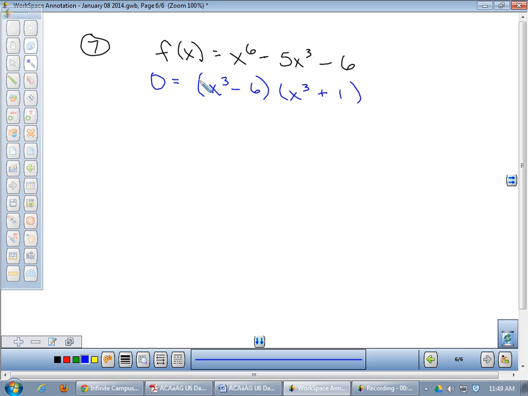So this is completely factored. Because 6 is not a perfect cube, I can't do anything else with this. I'm done. But this is a sum of cubes. Yeah, this is a cube. So it factors to cube root plus cube root, square it, product of the two, square it.